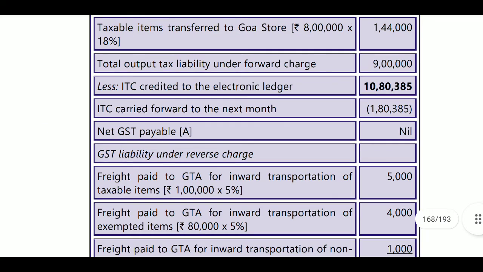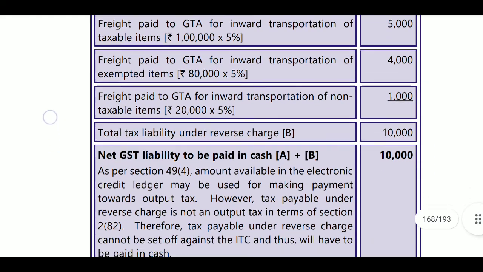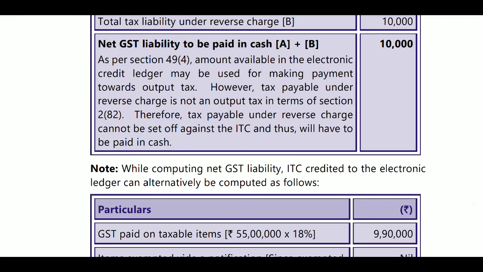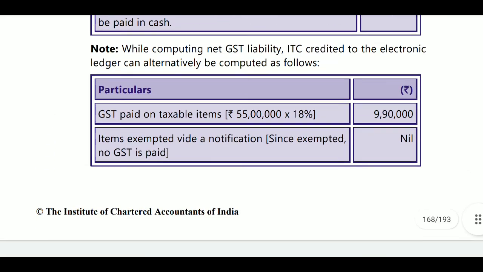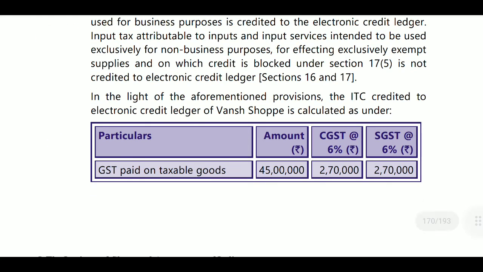Net GST payable is nil. But GST under the reverse charge mechanism you must pay in cash only. 5,000, 4,000, 1,000, so 10,000 will be payable in cash. Net GST liability is to be paid in cash as per section 49. As per section 49 you must pay in cash only. There is no availability of using the credit ledger for paying under the reverse charge mechanism. Tax payable under reverse charge mechanism is not output tax, so it must be paid in cash only. Next is an alternative way. We will not discuss this alternative way now, and we will consider it in the next class.